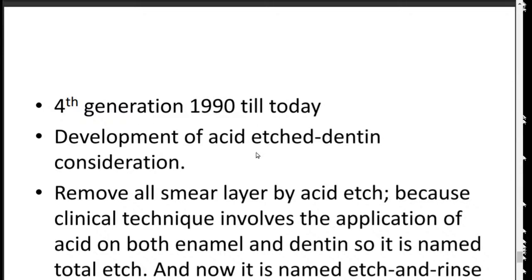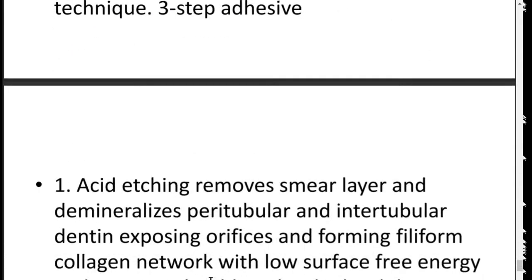Again, the fourth generation, 1990 till today, development of acid etching of dentin. Remove all smear layer by acid etch, because the clinical technique involves application of acid on both enamel and dentin, so it was named total etch. Now it is named etch and rinse technique, involving 3-step adhesive.